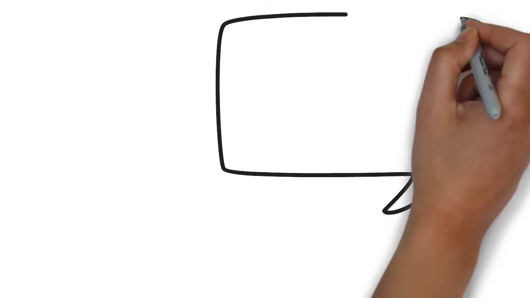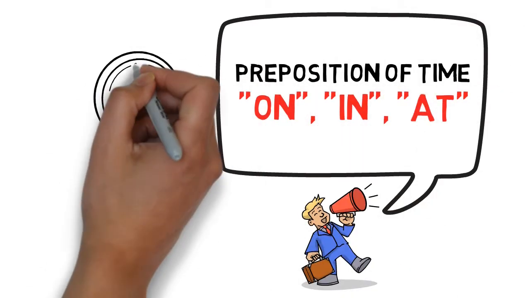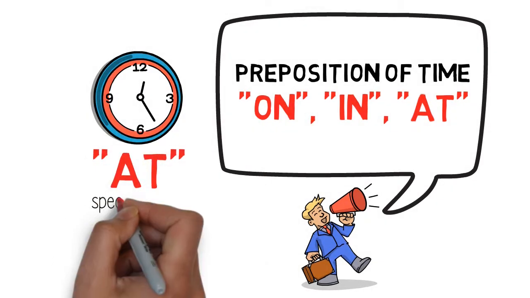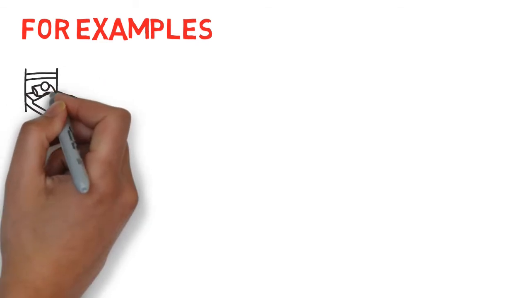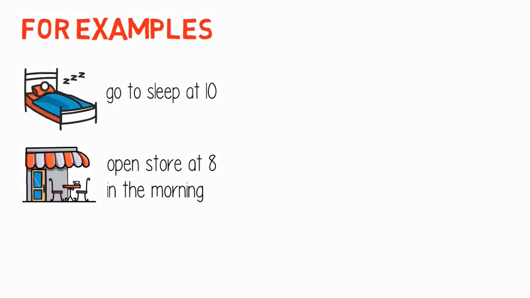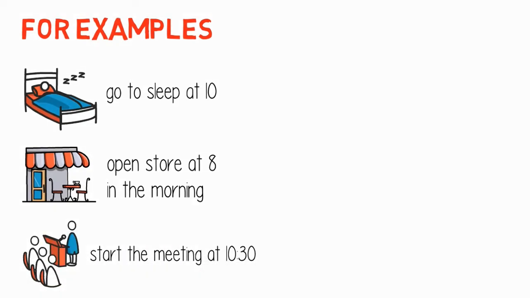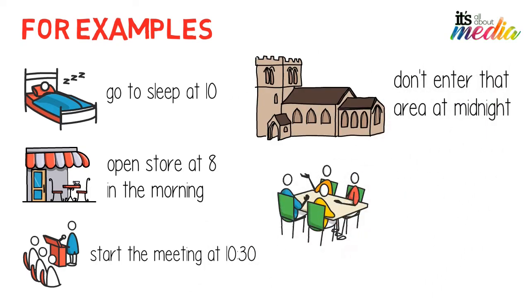For additional information, the prepositions on, in, and at are also used as prepositions of time. You can use preposition at with specific time, especially time related to the hour. They always go to sleep at 10. His brother always opens his store at 8 in the morning. Can we start the meeting at 10:30? Don't you dare to enter that area at midnight. Everyone has recess at noon.